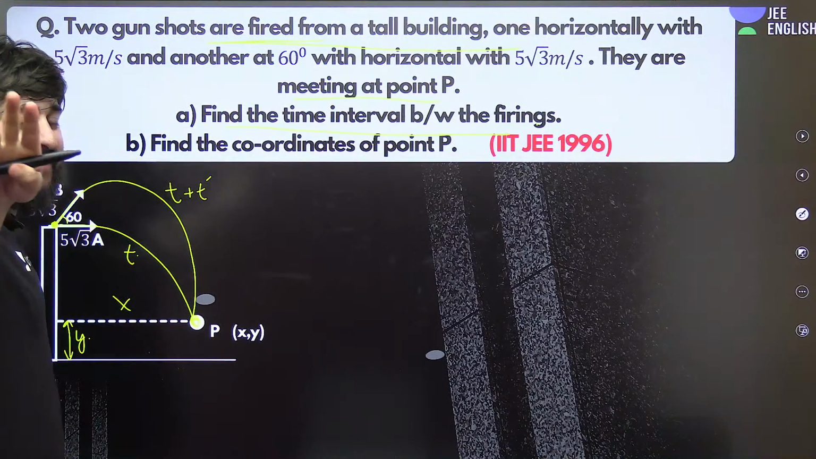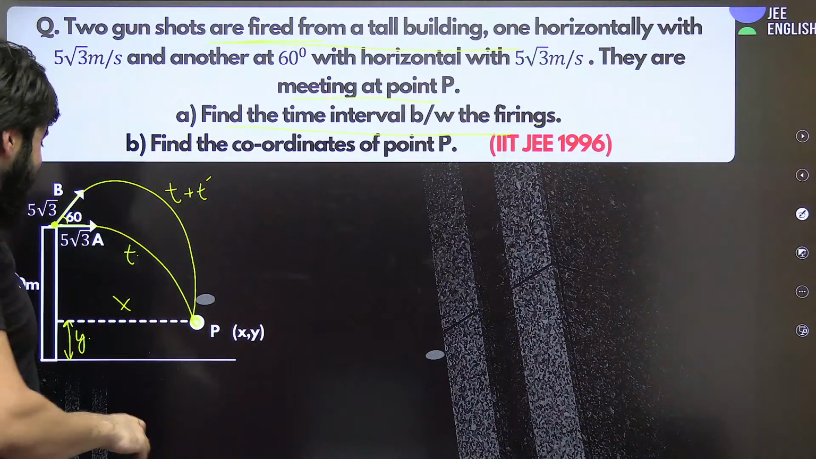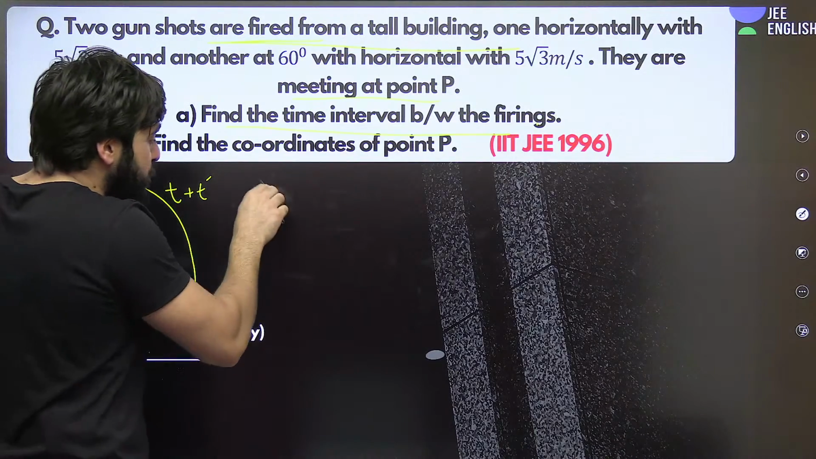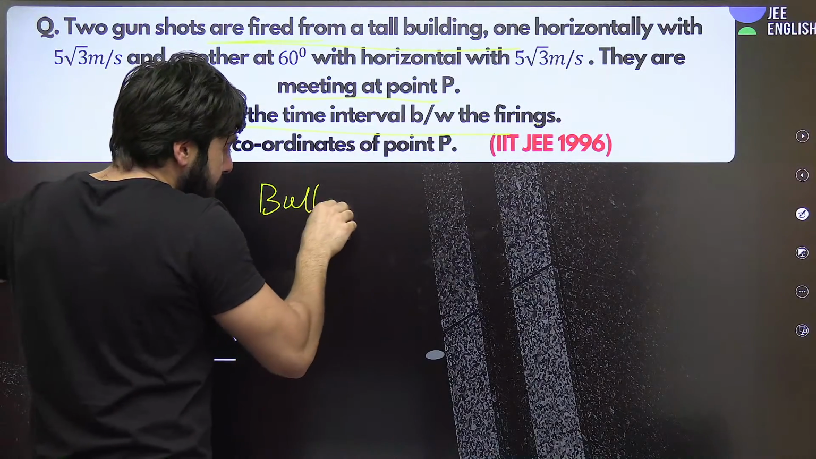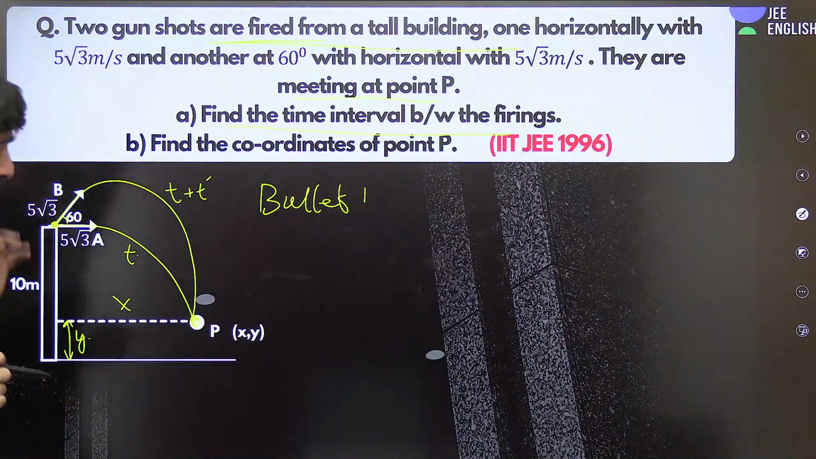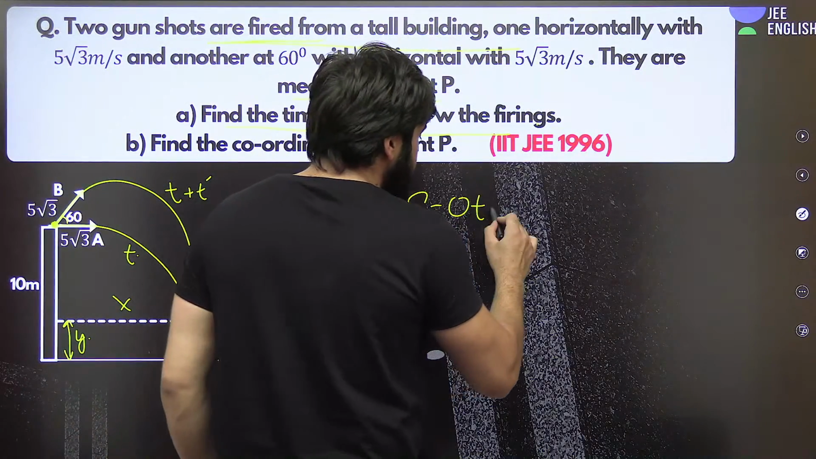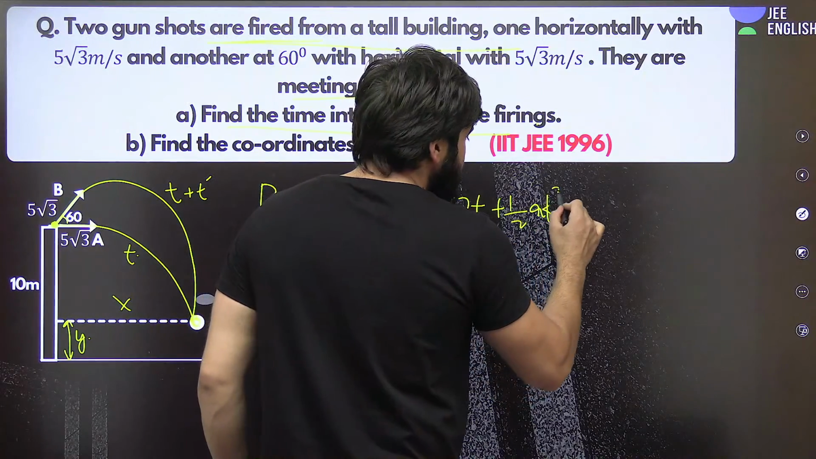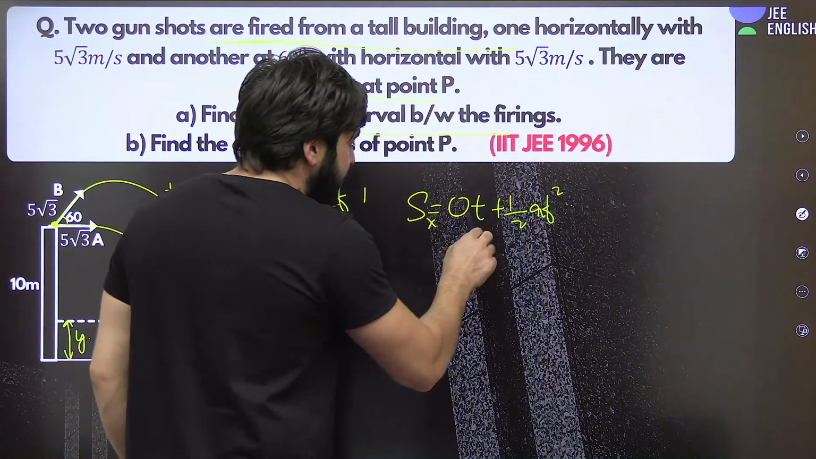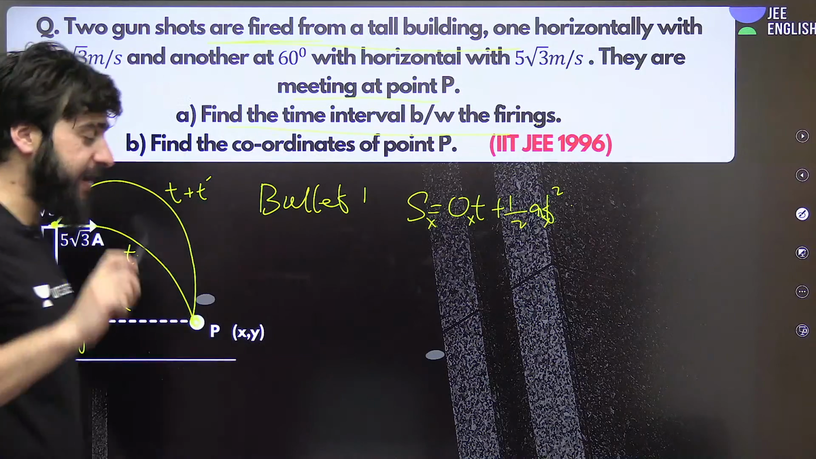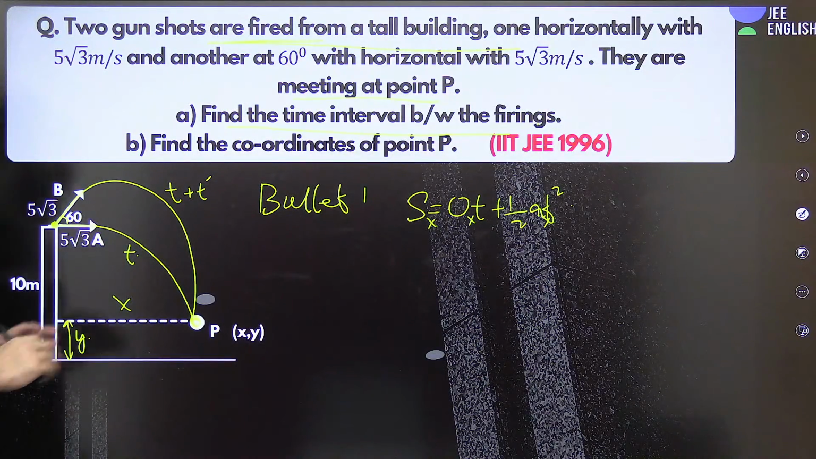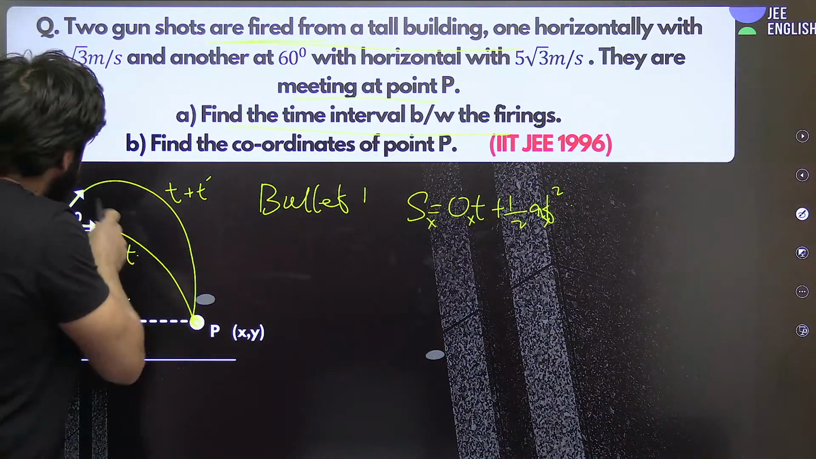Now listen to me very carefully. Afterwards, we'll talk about that as well. Now, if we talk about this bullet 1, you'll say, sir, use this equation, that is S is equal to ut plus 1 by 2 at square in horizontal motion. So I'll just write x over here. We need to find basically this x. Now, if I ask you what exactly can I do, you'll say, sir, it is very simple.